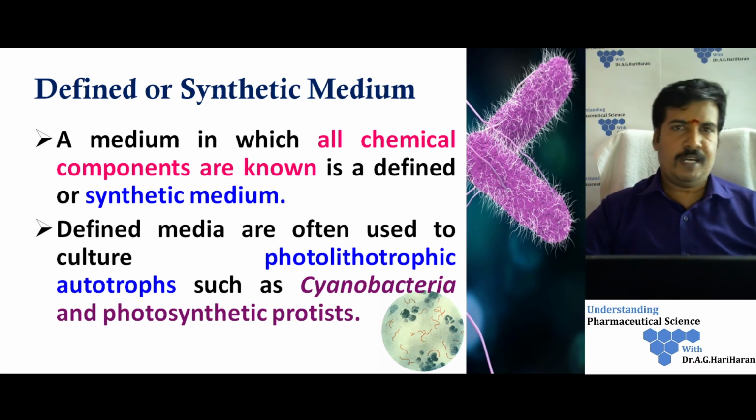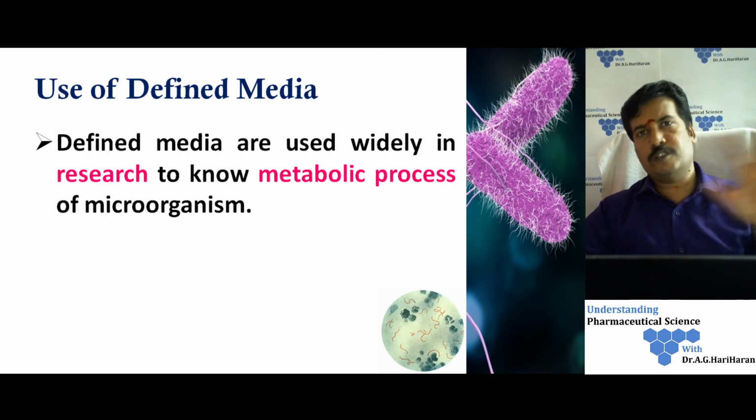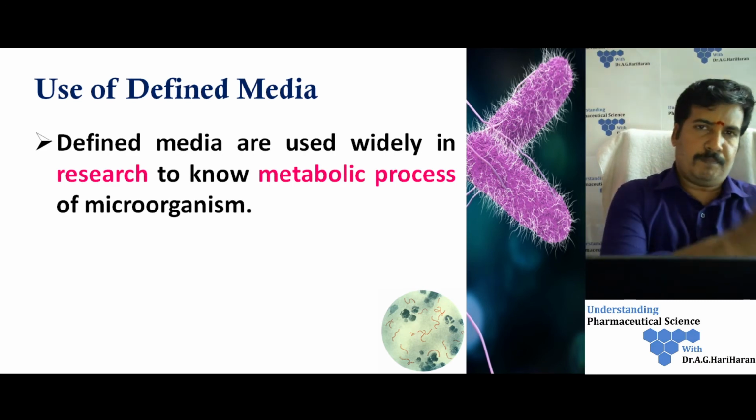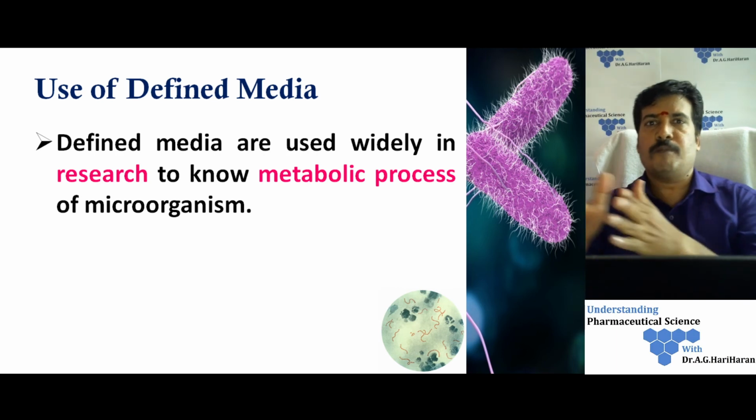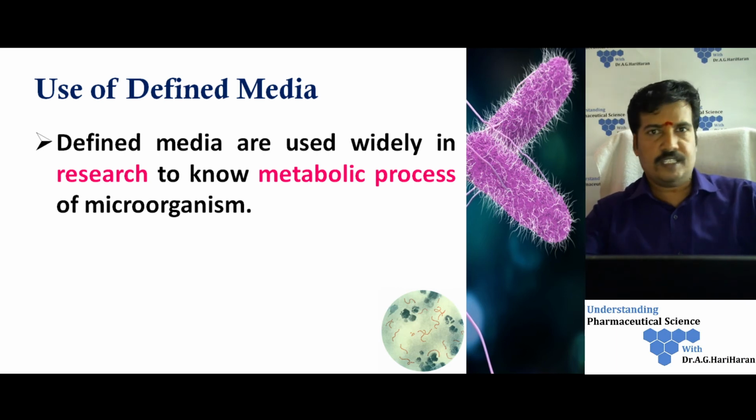This defined media is generally used for various purposes, especially by industrial microbiologists. We need a defined media to understand the particular characteristics of product formation. But commonly it is used for photolithotrophic autotrophic bacteria like cyanobacterial cultivation and certain photosynthetic protist cultivation. This defined media is preferred. So it is used for many purposes. The major purpose in research is to study metabolic processes. So if I add this carbon source, what is the metabolic output? If I change this carbon source from glucose to maltose, what is the metabolic output?